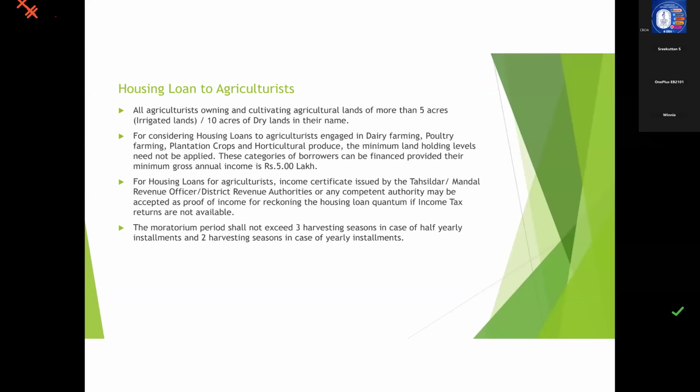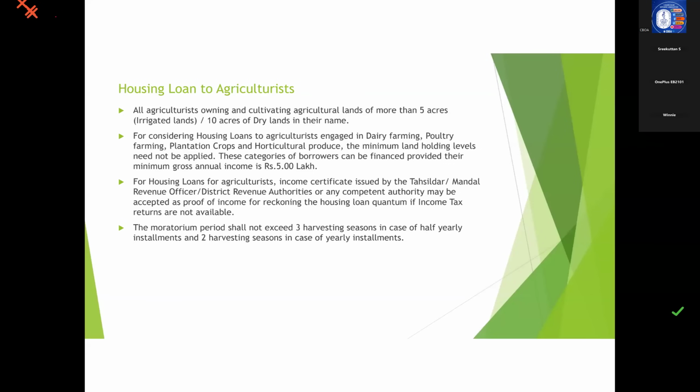Okay. Now, there is another relaxation in that one. If the agriculturist is engaged in dairy farming, poultry farming, plantation crops, horticulture produce, etc., the minimum land holding level, that is 5 acres and 10 acres, need not be applied. Okay, that is one important relaxation here. That is dairy farming, that is cow, sheep, goat, and all. So for those who are engaged in dairy farming, this land holding does not come into the picture. And in the case of poultry, that is eggs, hen, and all, there also, land holding is not applicable.